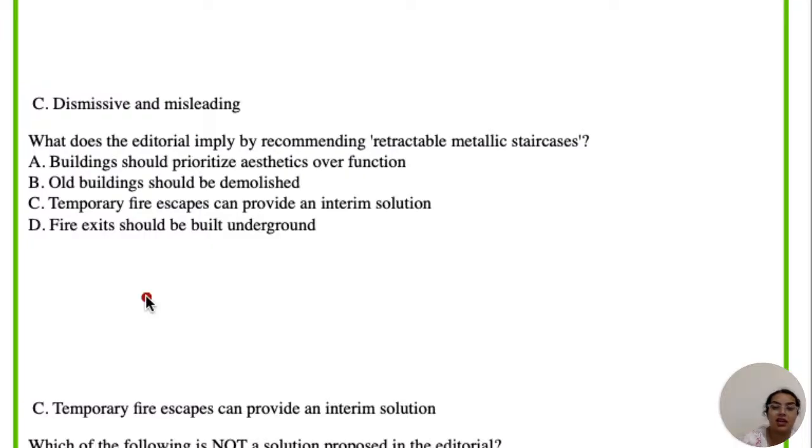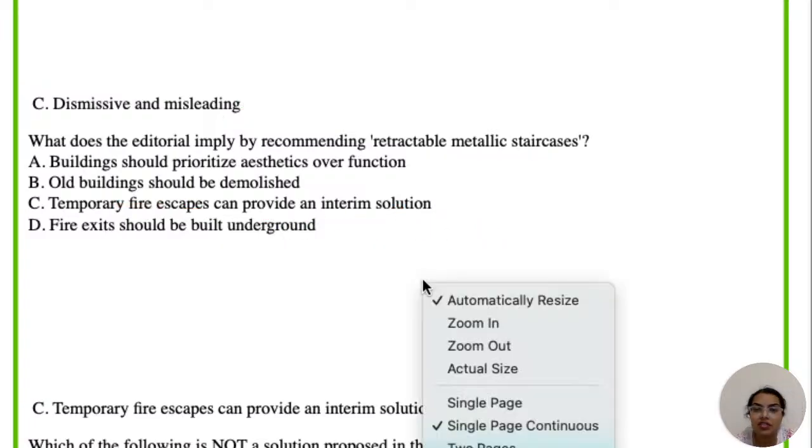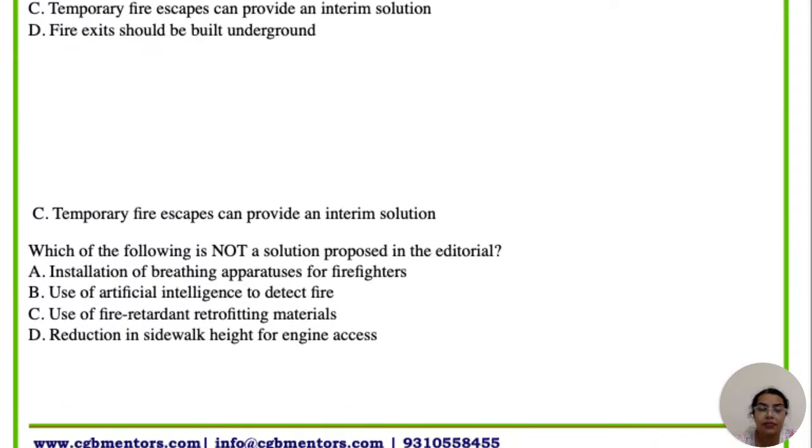Answer to this one is C again. What does the editorial imply, suggest by recommending retractable staircases? So they are the temporary fire escapes that can provide an interim solution, which is a temporary solution. Next one.